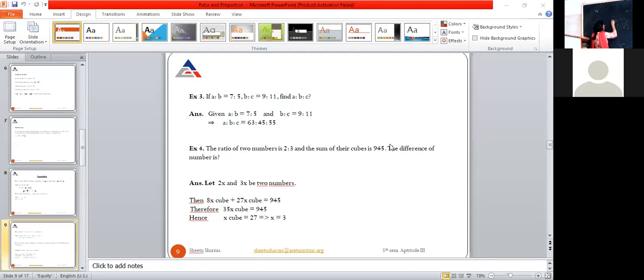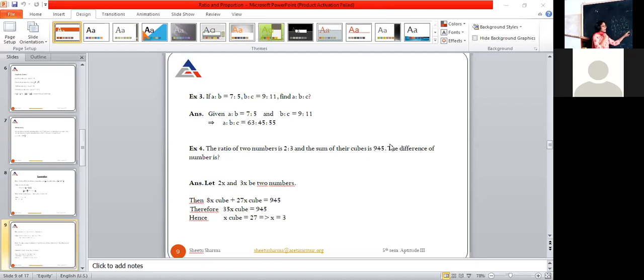For this, we have to find the value of a is to b is to c. How can we find it? These two values are given: a is to b equals 7:5 and b is to c equals 9:11. We can write it as a is to b and b is to c, because to find this ratio, the term b must be the same. How can we make it the same? The ratio a is to b is 7:5, and b is to c is 9:11, right?